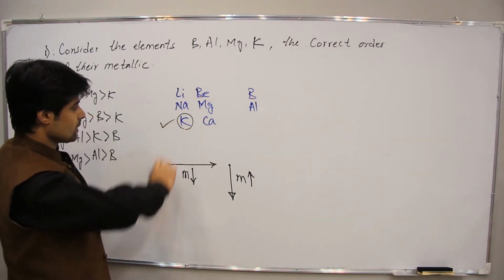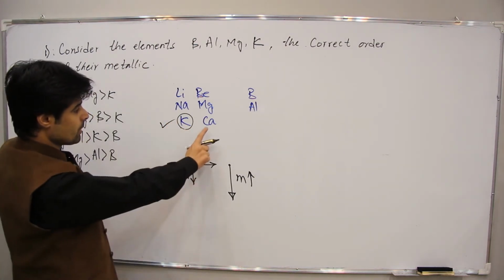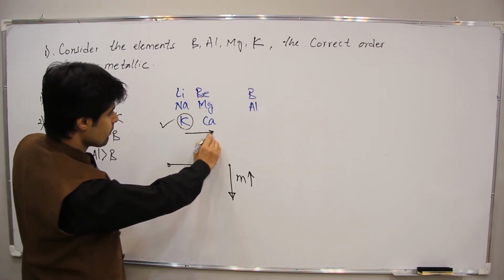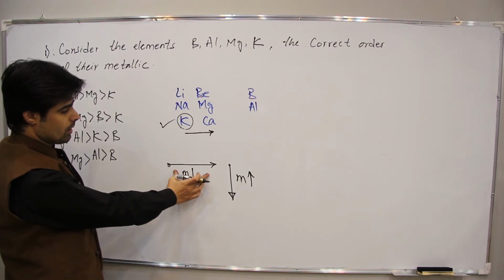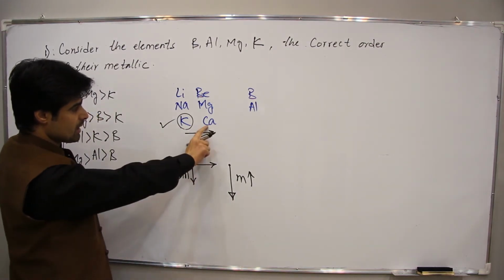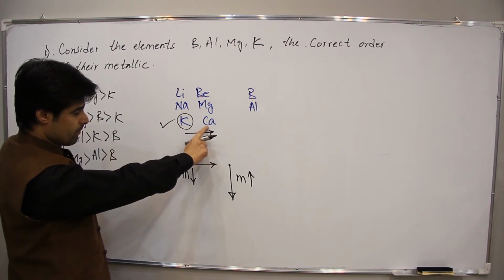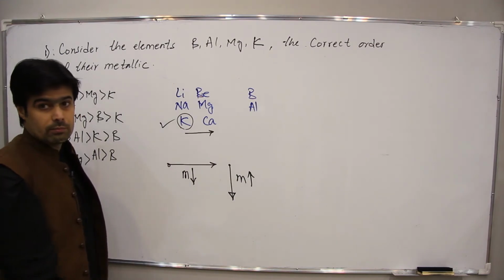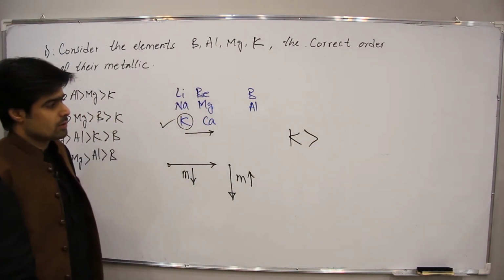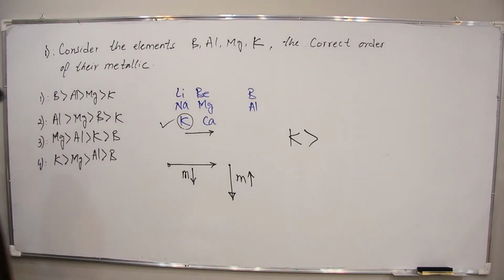I think potassium. Why? Because whenever you want to compare calcium with potassium, you are going in a period. Now in a period, from left to right, metallic character is decreasing. It means calcium has got decreased metallic character than potassium. So the answer must be potassium. Potassium is the greatest one.